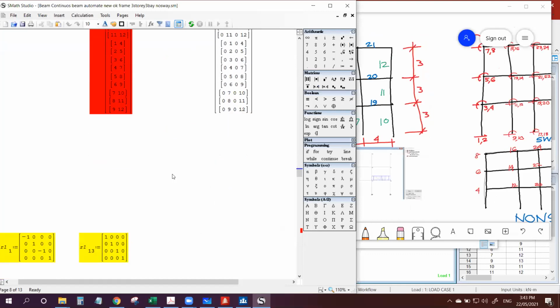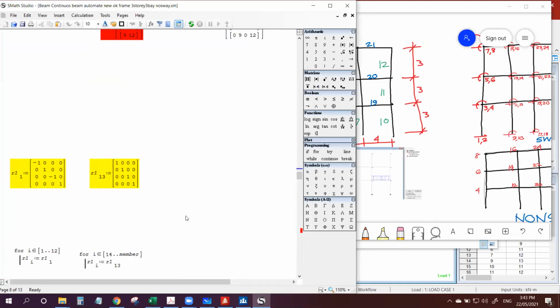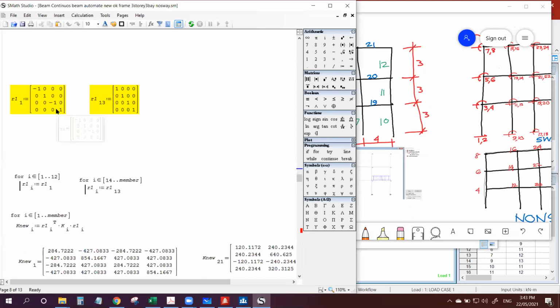So once you have BU and BB, we can now generate the S matrix. But before that, we need to transform the member stiffness matrix, di ba? Because this is a transformation matrix for column, while this one is an identity matrix, the transformation matrix for girder.